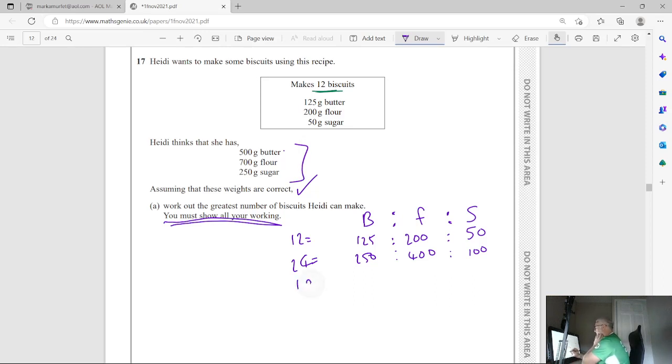Let's add another lot of 12 on it. So we're going to add these two together now. So we're going to do 5, 7, 375. 200 plus 400 gives me 600. 50 plus that gives me 150. We've still got enough. Let's do one more lot.